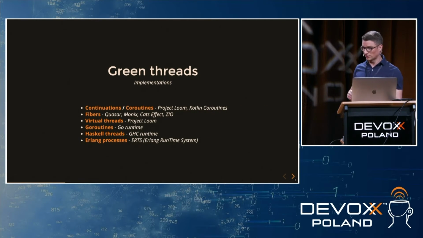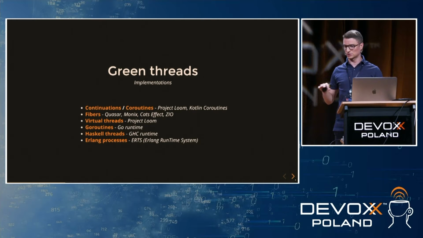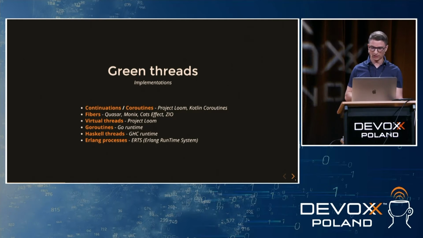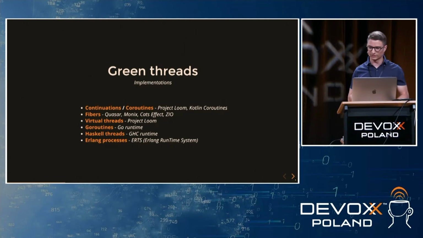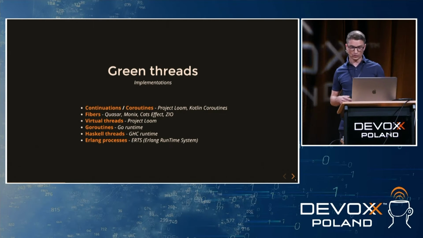When it comes to concrete implementations of green threads that we have nowadays, we have plenty of them. This slide is not exhaustive in any way. Those implementations, in essence, will be semantically very similar, but of course, implementation details will differ. Outside of the JVM, we have, for example, goroutines in Go, we have Haskell threads in Haskell, and we have Erlang processes in Erlang. By the way, they are called processes and not threads because they don't share memory with each other.